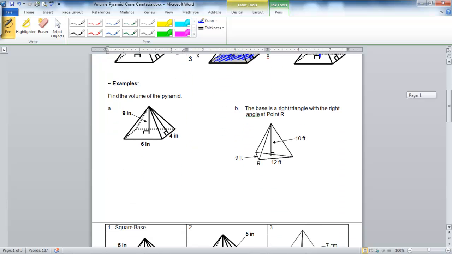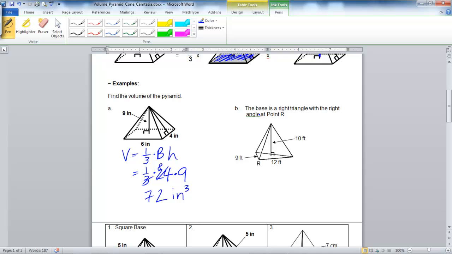So we look at a couple examples right here. Find the volume of this pyramid. Always nice to write down your formula: 1/3 area of the base times the height. The area of that base is 6 times 4, so that's 24, and then times the height, which is 9. So 1/3 of 24, 3 goes into 24 8 times, and 8 times 9 is 72. And notice the units here are inches, so for volume, that's units cubed, so inches cubed.